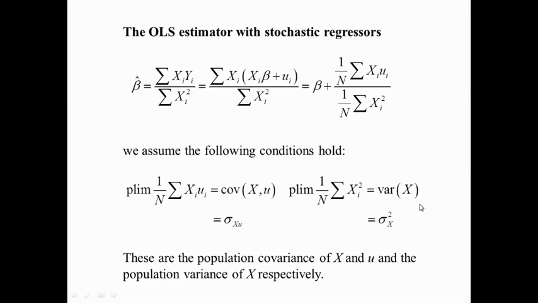Now, I have to stress, these are assumptions. They may not be satisfied in practice, but nevertheless they form a reasonable starting point for analysing whether or not OLS is going to be consistent. So what we've assumed is we can write the plim of 1 over n multiplied by the sum of xu as the population covariance of x and u, and the plim of 1 over n multiplied by the sum of x squared gives us the population variance of x.